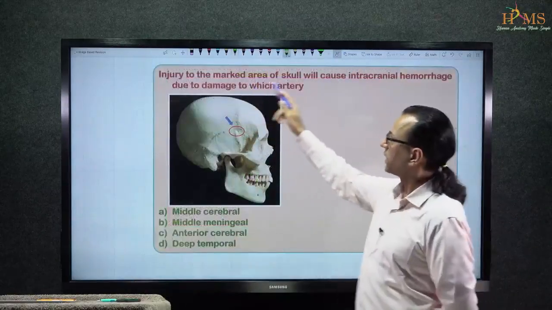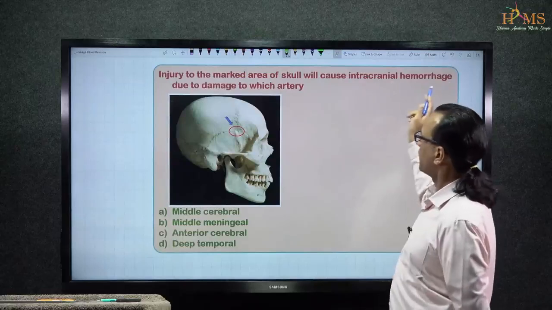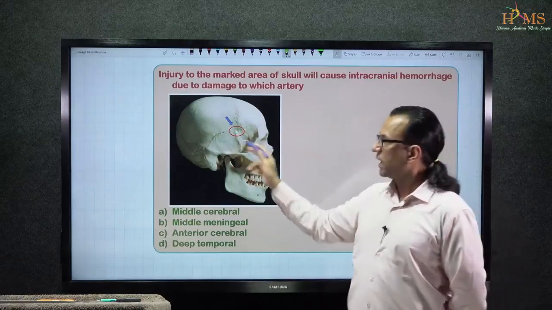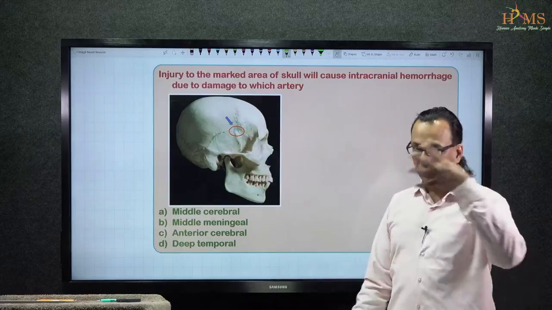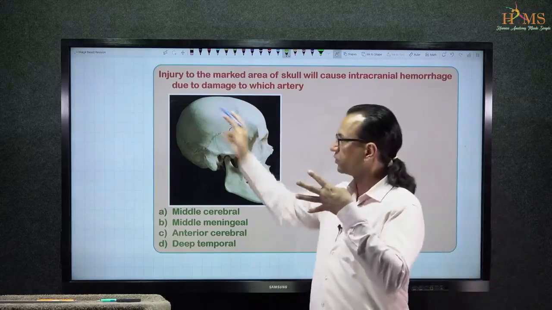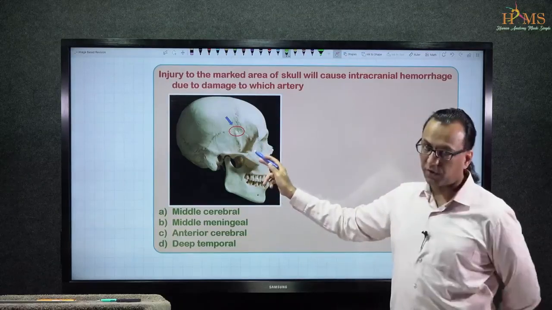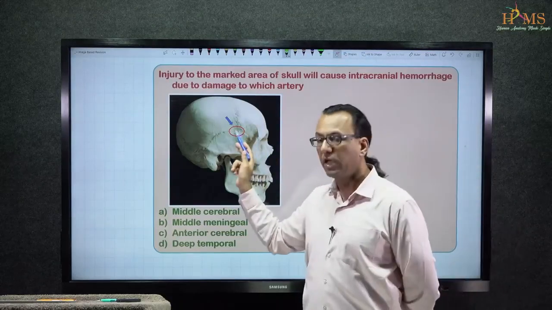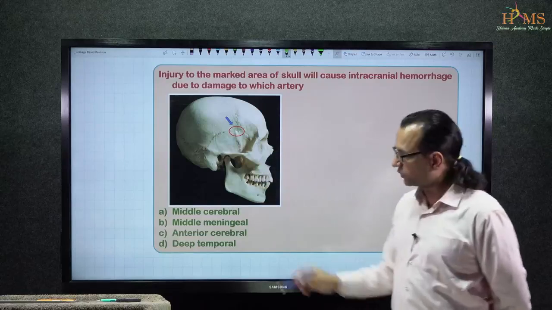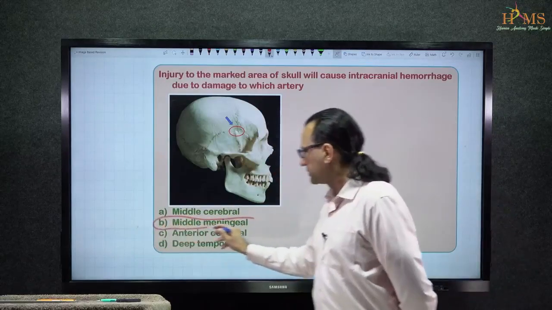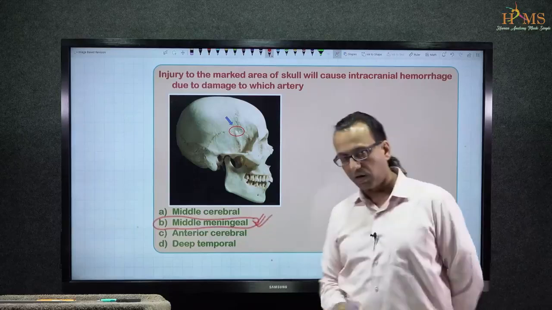Presently, this question is asking for a marked area and some intracranial hemorrhage and some artery. It is the pterion, which is an H-shaped suture. Four bones are articulating: the frontal bone in front, the parietal bone posteriorly, the temporal bone inferiorly, and the greater wing of the sphenoid. Deep to that is the anterior division of the middle meningeal artery. So our answer should be choice number B as such, and let us have a look at a diagram as well.